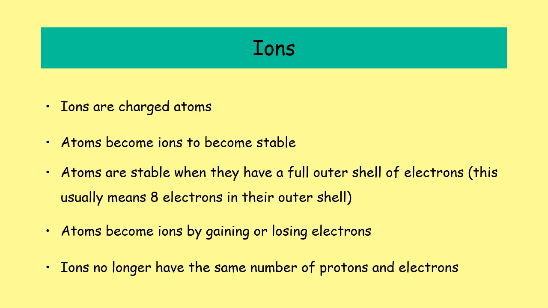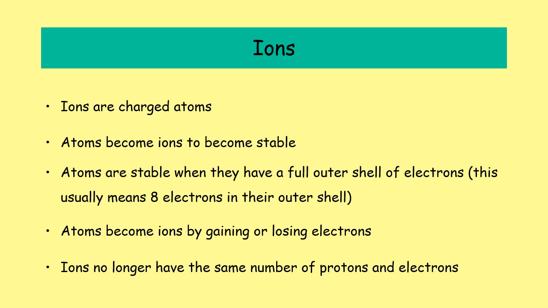So far, we've talked about atoms that had no charge. As soon as an atom gains a charge, we call it an ion. And the reason why atoms become ions is so that they become more stable. An atom is stable when it has a full outer shell of electrons. For most electron shells, the number of electrons that makes it stable is 8. The exception is shell number 1, which can only have 2 electrons in it.